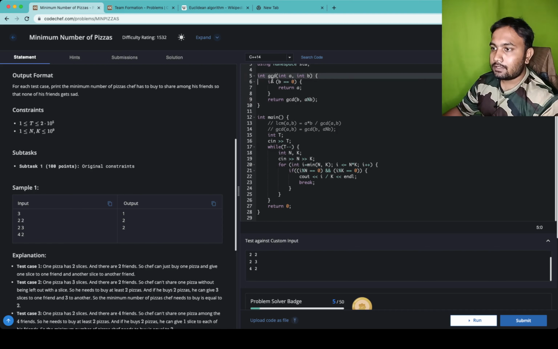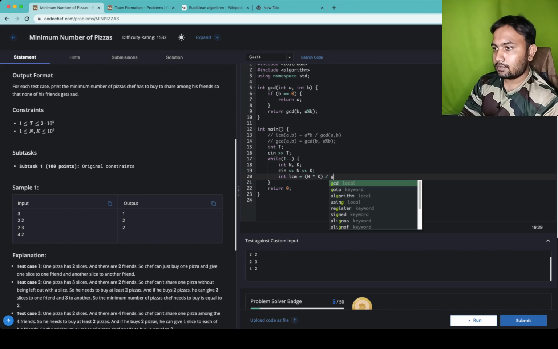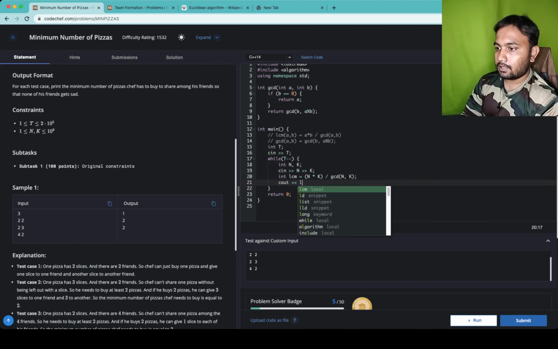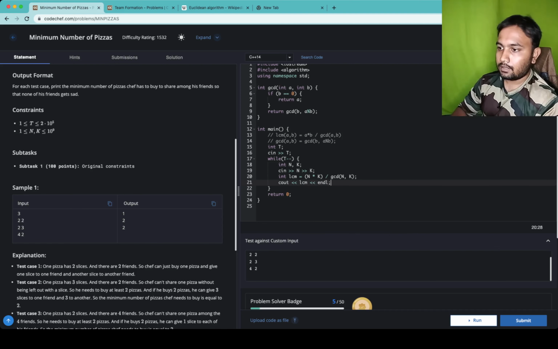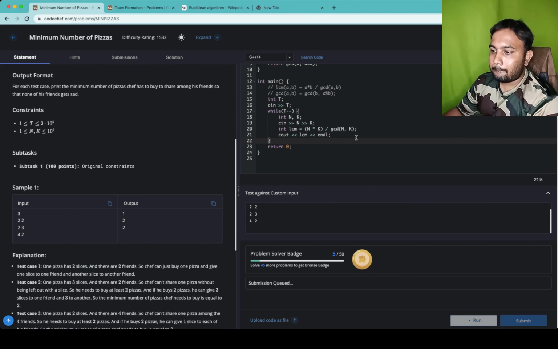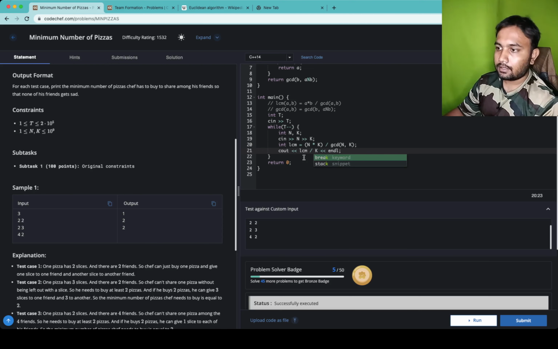Okay, so now we have this GCD function, which is a very nice looking function. Now we can get rid of this loop to figure out the LCM. So our LCM would be nothing but n times k divided by the GCD of n comma k. Okay, now let's run this. So we have the LCM correct, but our answer is LCM divided by k.